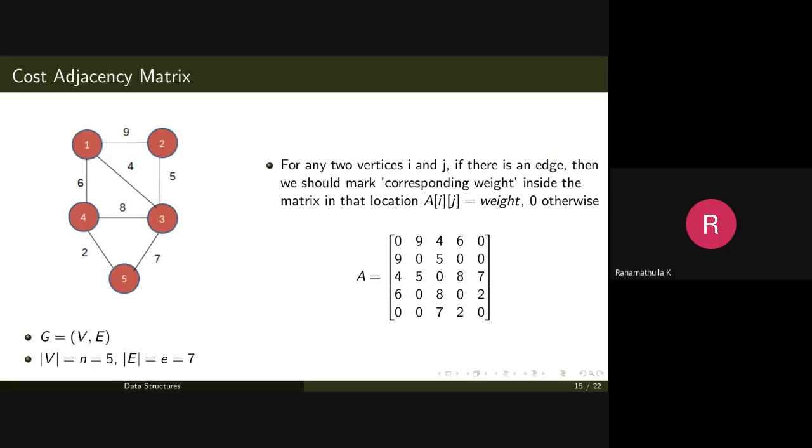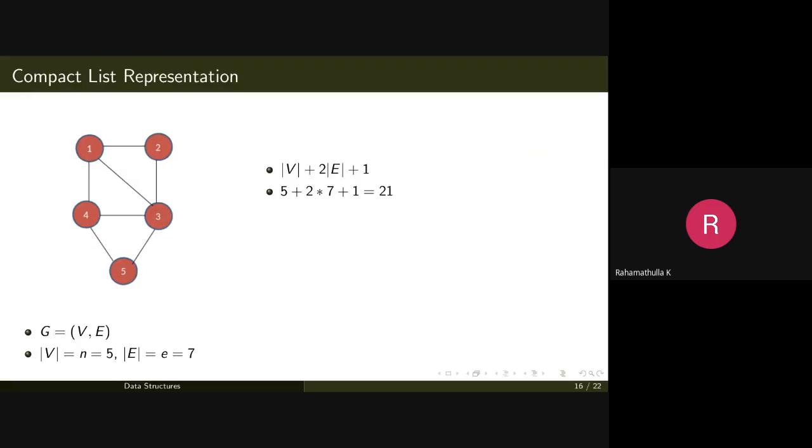If there is no edge, then we'll mark it as 0 or any other entry, which can be infinity or minus infinity. That depends upon your algorithm or the program which you are writing. But the edges will be represented by using their weights or the cost associated with that edge. That's what I mean by cost adjacency matrix.